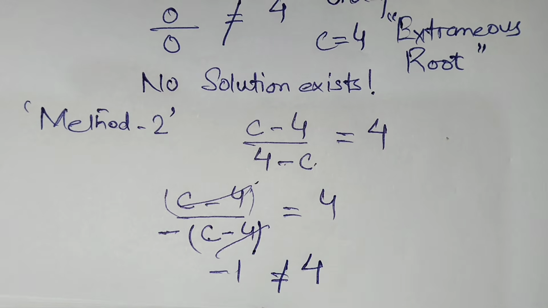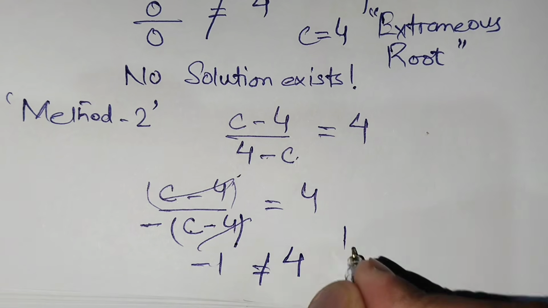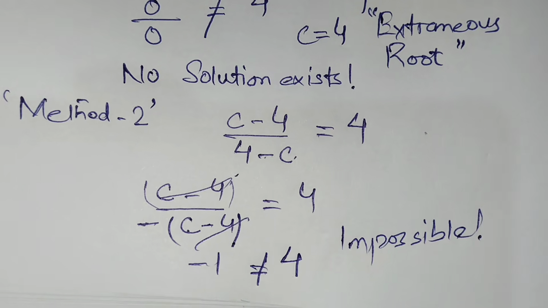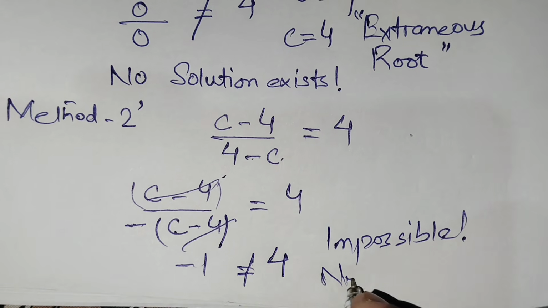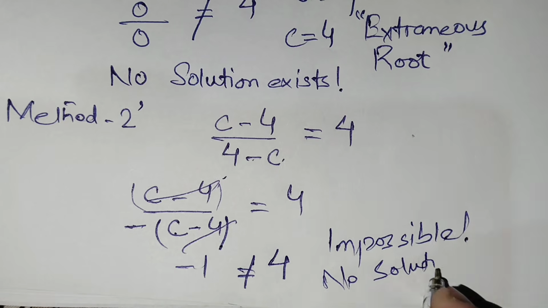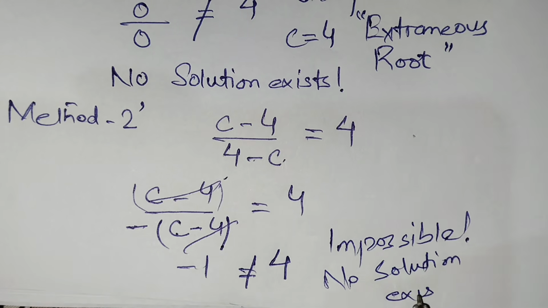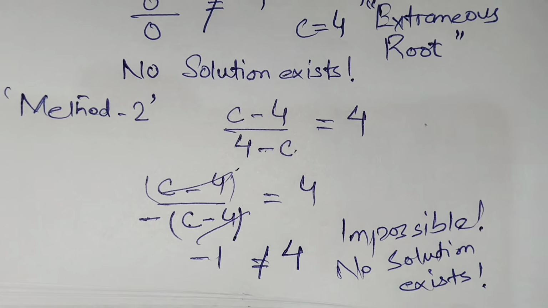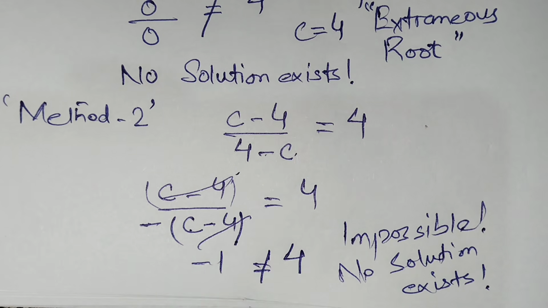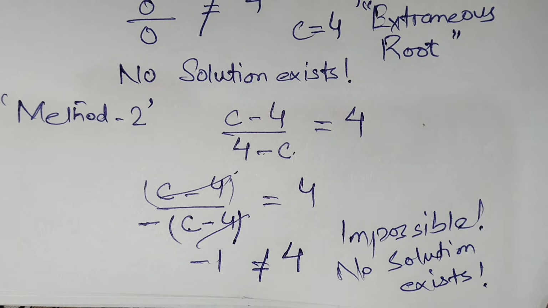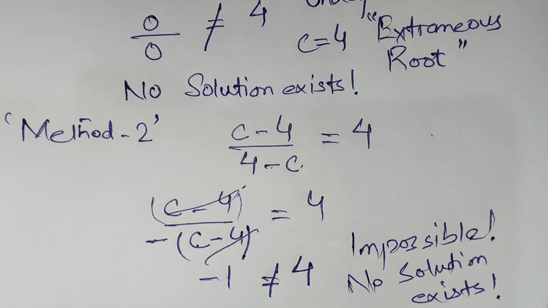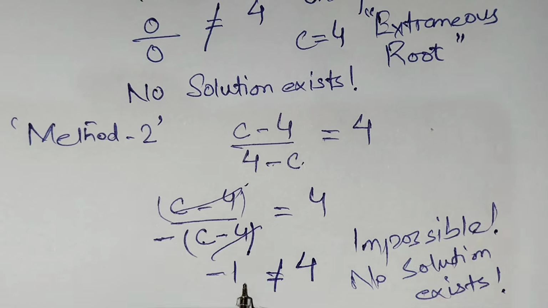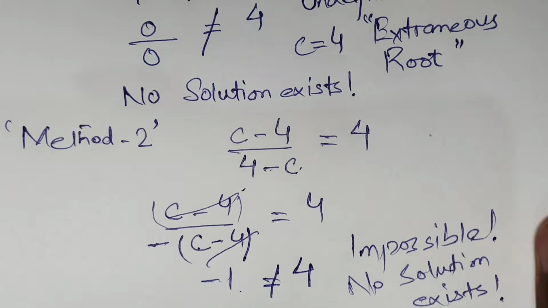No, it is not equal to 4. It is impossible that minus 1 equals 4. So from this method we also get that no solution exists for the given question. So these are the methods to find the value of c. In the first method we calculate the value of c equal to 4, but it does not verify left hand side equal to right hand side. And in method 2 we get minus 1 not equal to 4, so no solution exists.